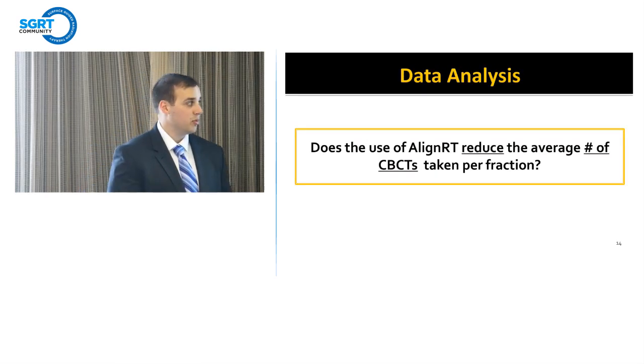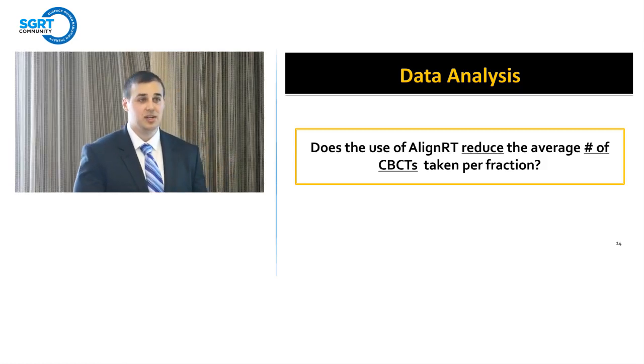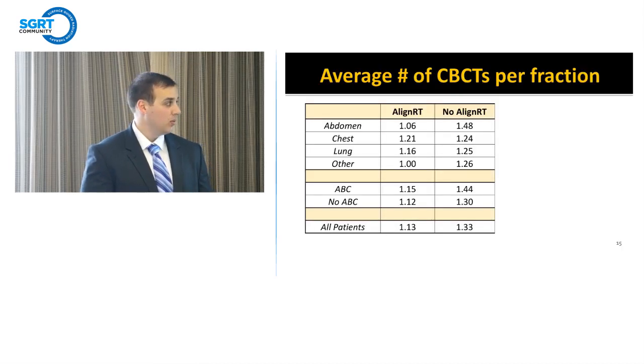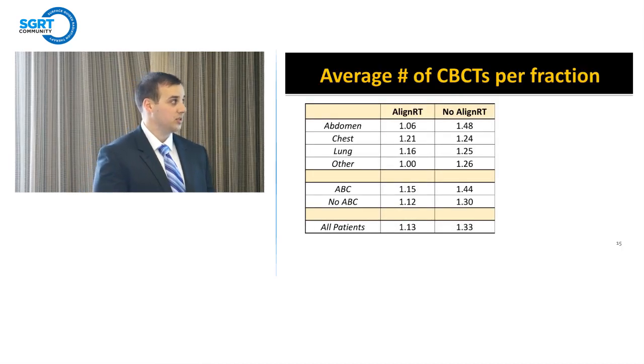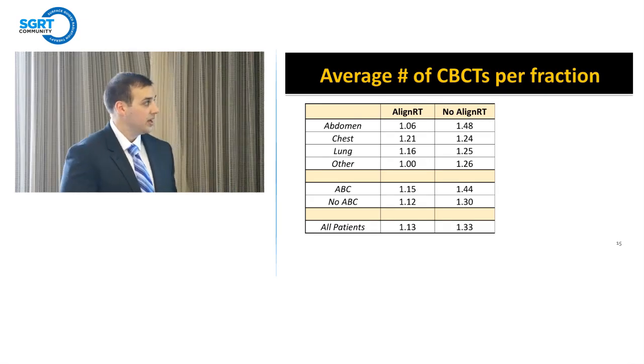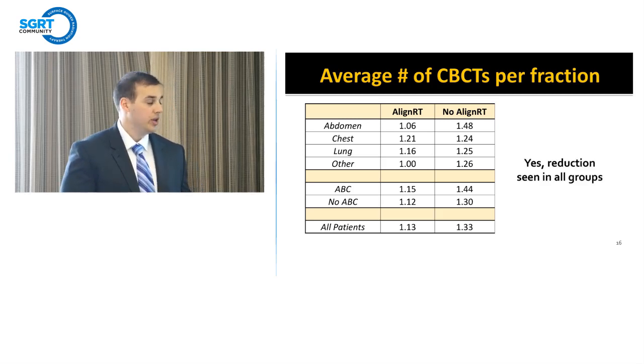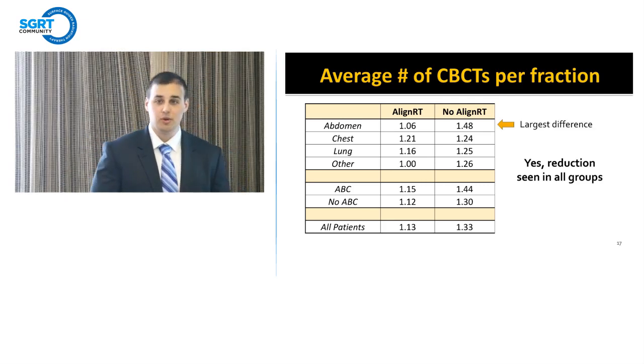And so, as I mentioned before, the overarching question is we're trying to see if AlignRT implementation reduces the average number of cone beam CTs per fraction. And so when we assess this question, we obtain these results here for our patients. And as we can see for all patients, comparing the category of those set up with AlignRT versus those set up without AlignRT, we do see that there is a reduction for all groups.